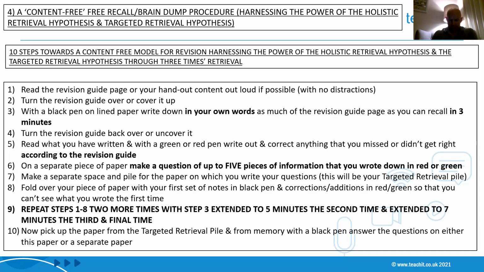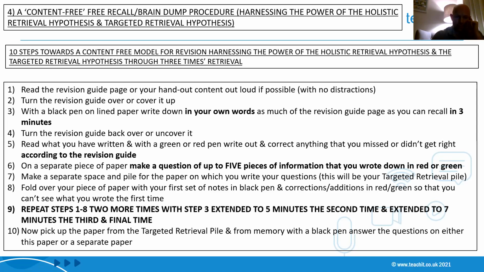And then it brings us finally to the 4th strategy, which involves a set of steps which could be applied to structure a brain dump so that it harnesses the potential of the holistic and targeted retrieval hypothesis. So the holistic retrieval hypothesis, the targeted retrieval hypothesis, with a variety of different content. And there are a set of steps here which could be followed.